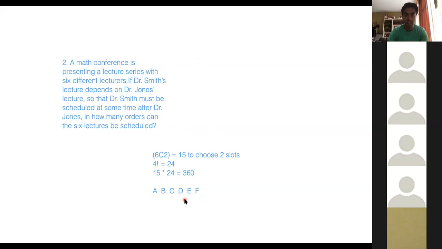So what you can do is first try to see, okay, of these 6, let's choose 2 of them that are going to be Smith and Jones. Let's say those are B and F. So once I choose those 2, I'll make sure to put Jones in the first one and Smith in the second one. And then the remaining ones, I can put them in any order.